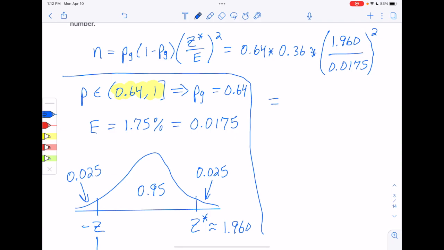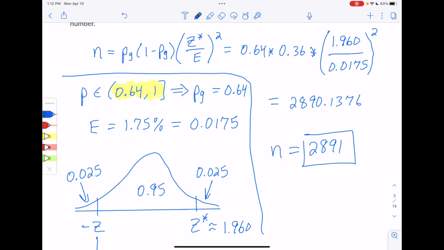So let's go write that down. And I'm going to write it without rounding it first. 2890.1376. And then we will round it. And if you were rounding that to the nearest whole number, you'd think 2890. But when you're determining sample size, you never want a sample size that's too small. So whenever you get a decimal, you always round up to make sure you don't get a sample size too small. So even though it's closer to 2890, we always round up with sample size. So we'll go with 2891.